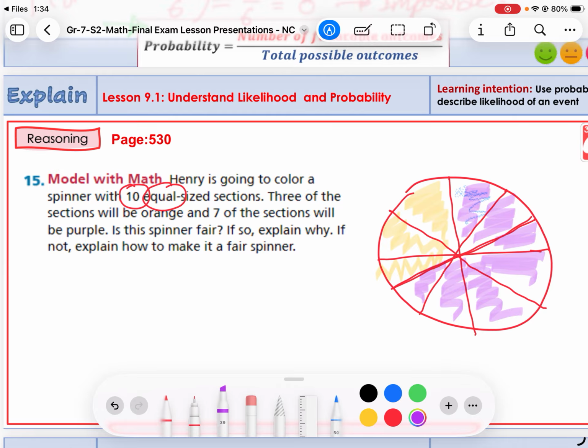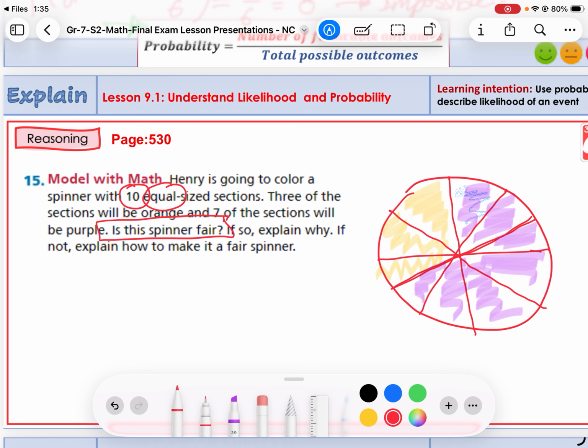Okay, so you guys, what do you think? Is this spinner fair? This is the question that you guys must answer. Is it a fair spinner? Definitely, you guys, your answer will be no. It's not a fair spinner. Why? Because you have more purple sections than orange sections. So this is how you should write your final answer.